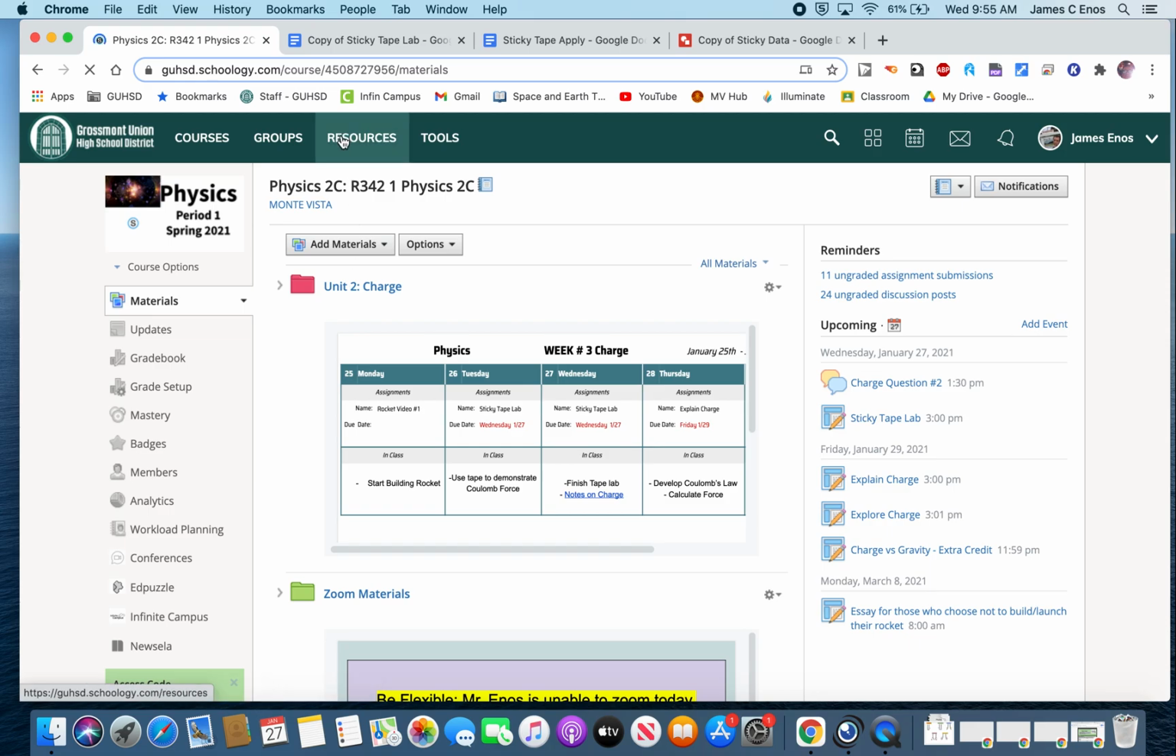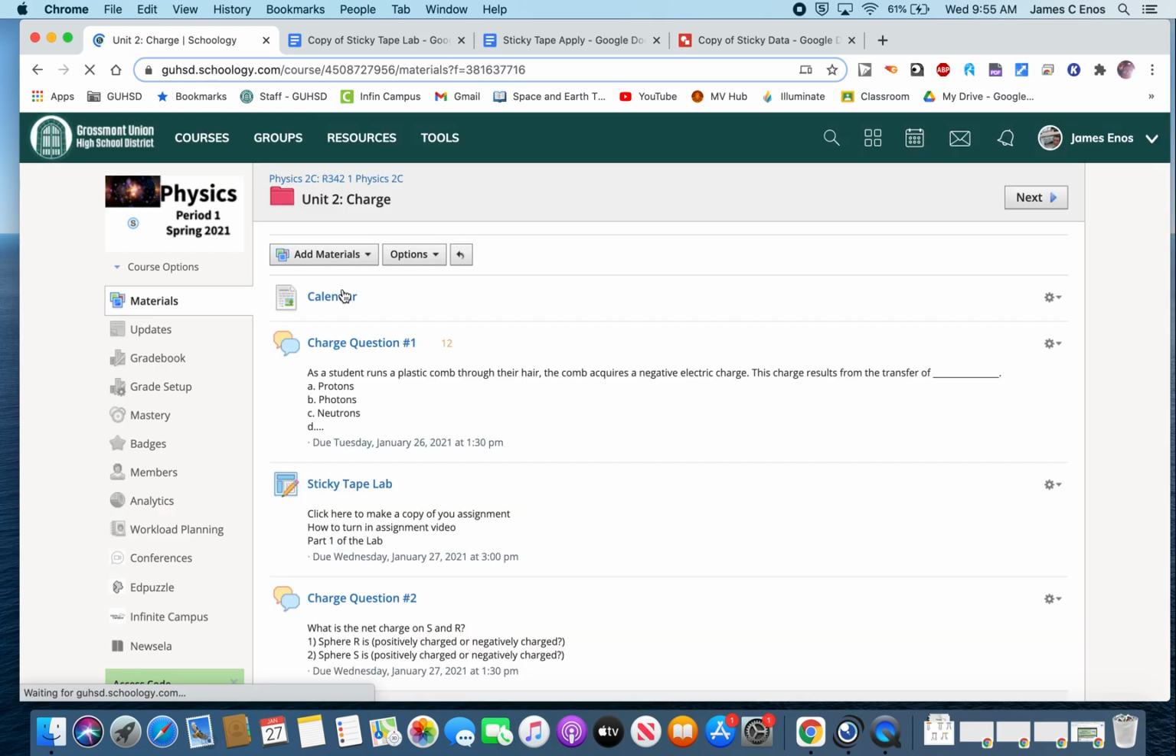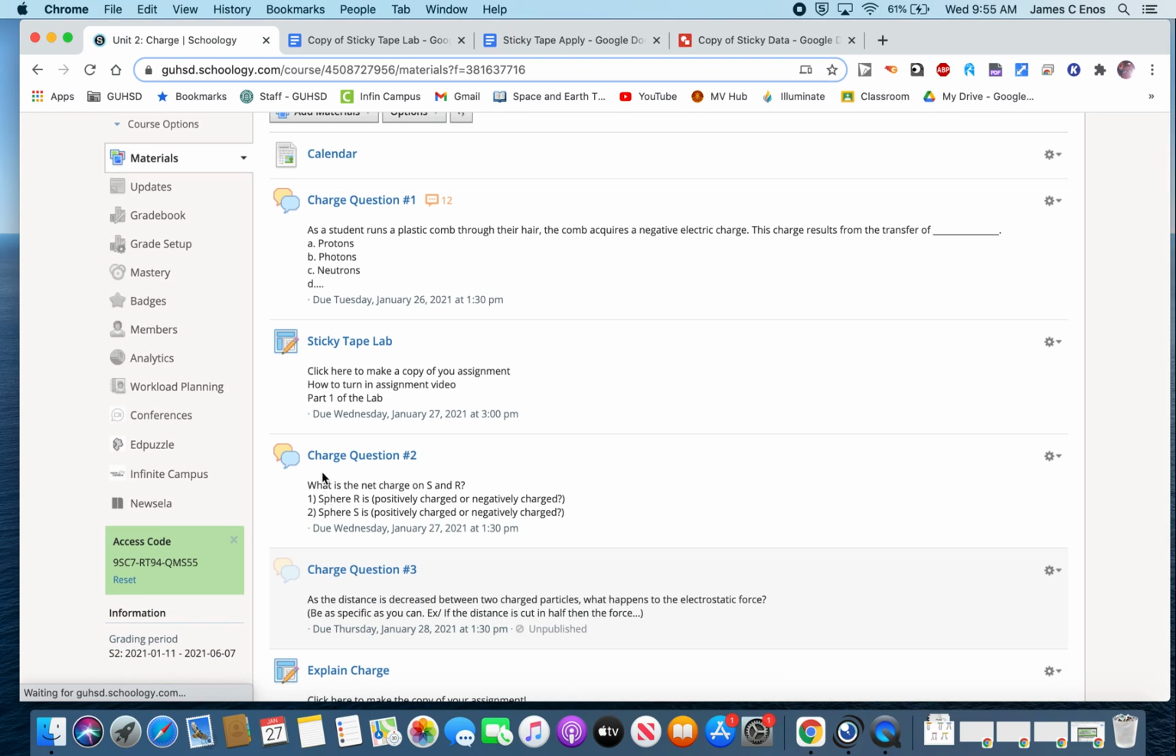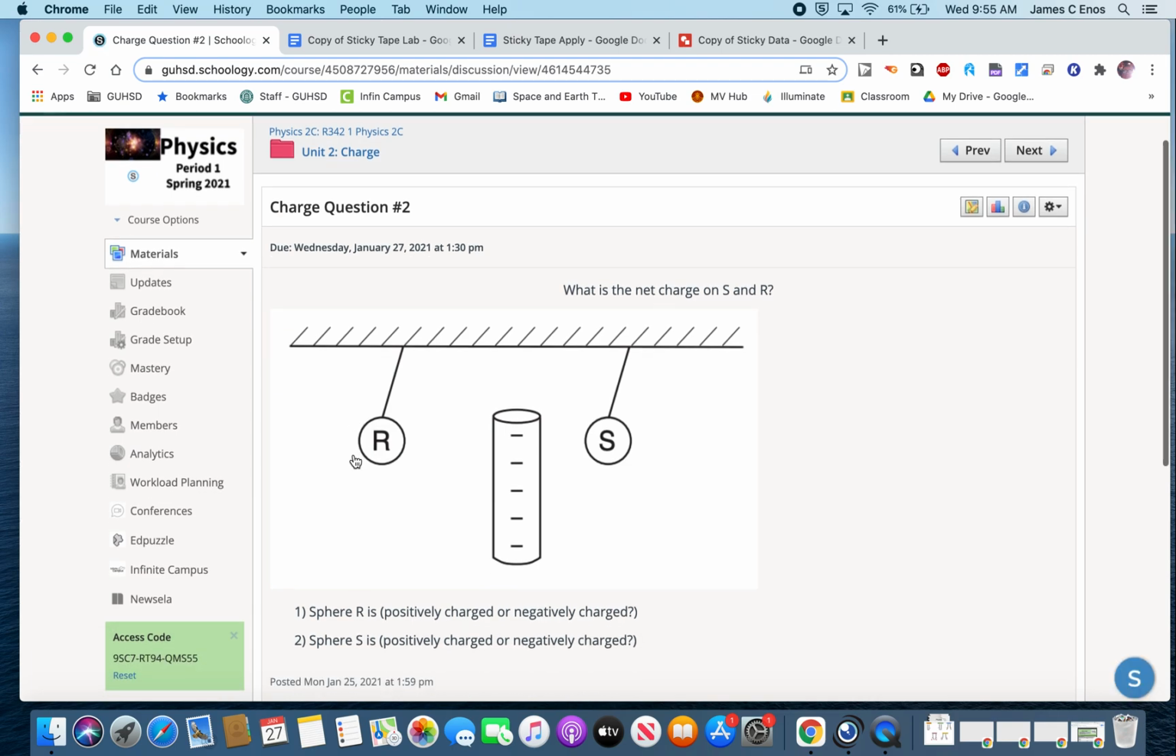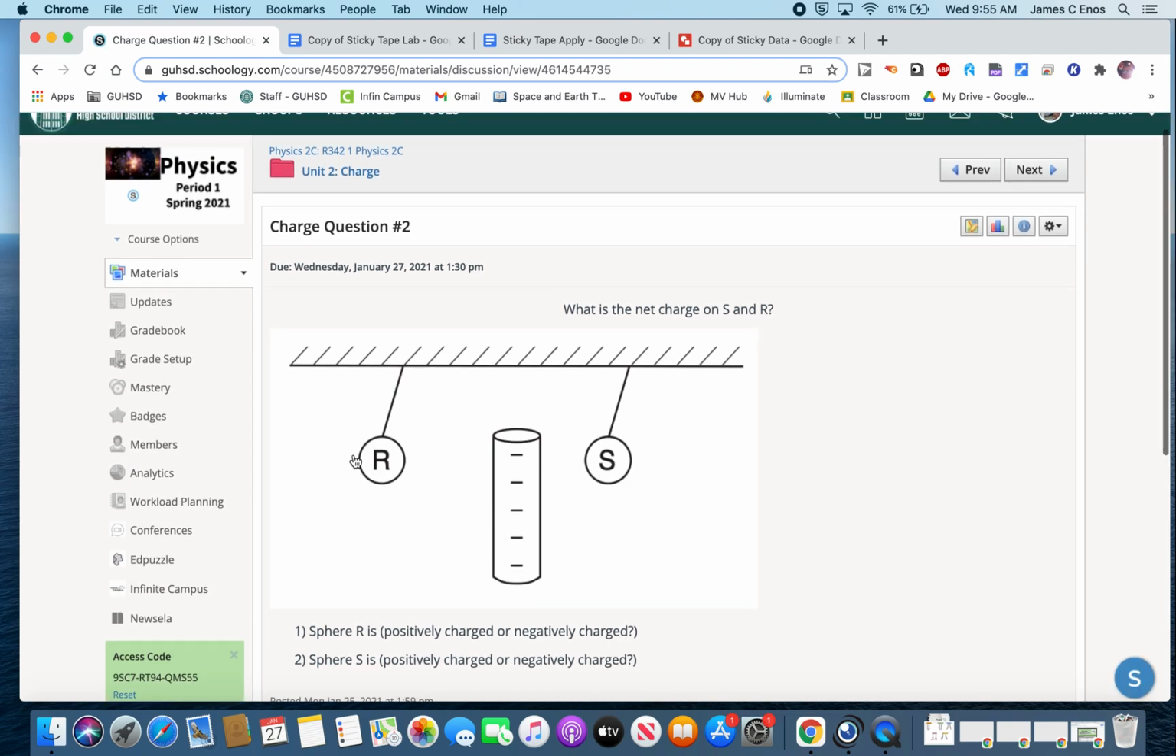As I look here, I'm going to go into this unit 2 charge. As I look at this unit 2 charge, there's a charge question number 2. Please make sure you address this question. Addressing this question is where you're going to say, what is the net charge on S and R?